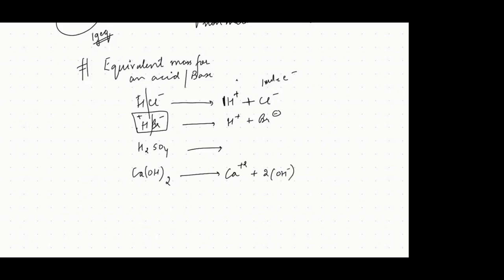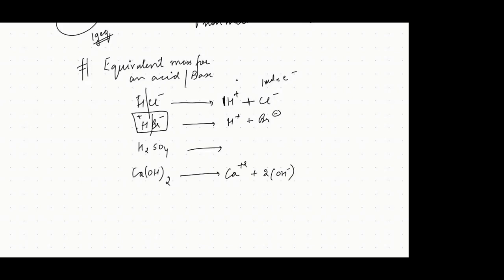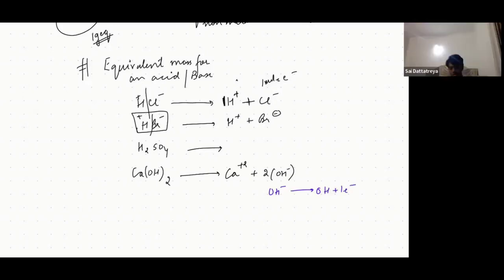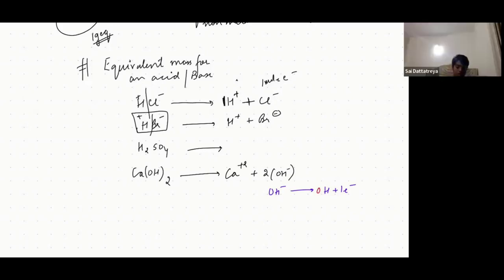Am I right? Yes. When it is going to give me 2 OH negative, what exactly does that mean? That 1 OH negative, in order to become neutral, shall lose 1 mole of electron. Did you understand? Yes. So it is going to lose 1 mole of electron. Did you understand, Babu? Yes.